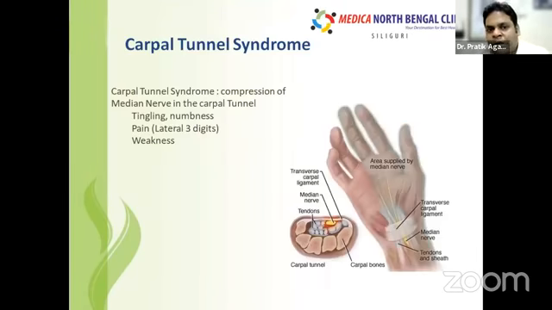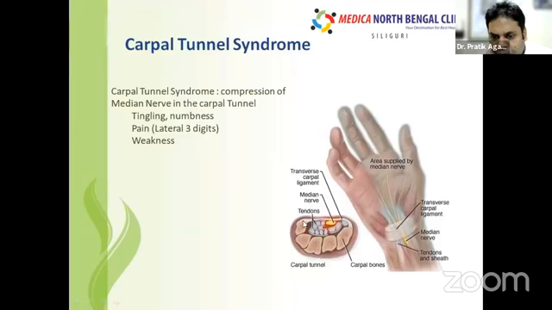Another most common condition is carpal tunnel syndrome. Now, what is basically carpal tunnel syndrome? For this, we need to understand what a carpal tunnel is. So the carpal tunnel is a tunnel-like structure which is present in the wrist. You can see in the diagram on the left, this is the axial section of the wrist, okay? And these are the carpal bones, you can see.